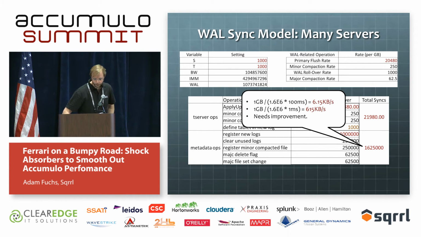Now what we're running into is 1 gigabyte divided by 1.6 million, times 100 milliseconds. Now we're at about 6 kilobytes per second per server, right? And this is danger territory. Even if we switch to hflush, we're really only talking about 0.5 megabyte per second per server. So this is a scenario that needs improvement.